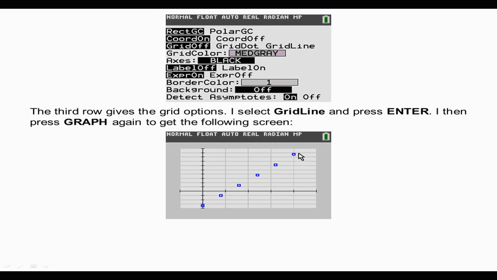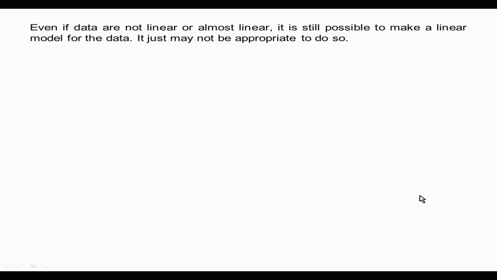And notice, these do kind of line up. They do seem to form a straight line. So a linear model would be appropriate for them. Even if the data are not linear or almost linear, it's still possible to make a linear model for the data. It just may not be appropriate to do so, but you can still do it.